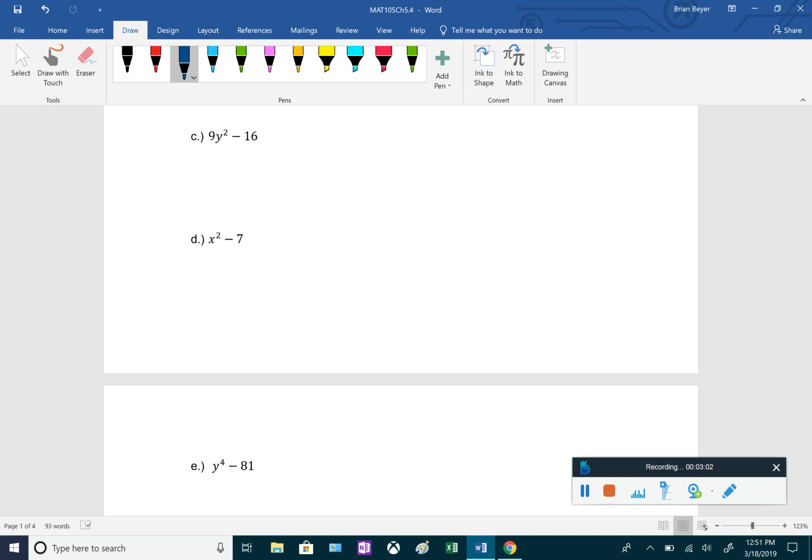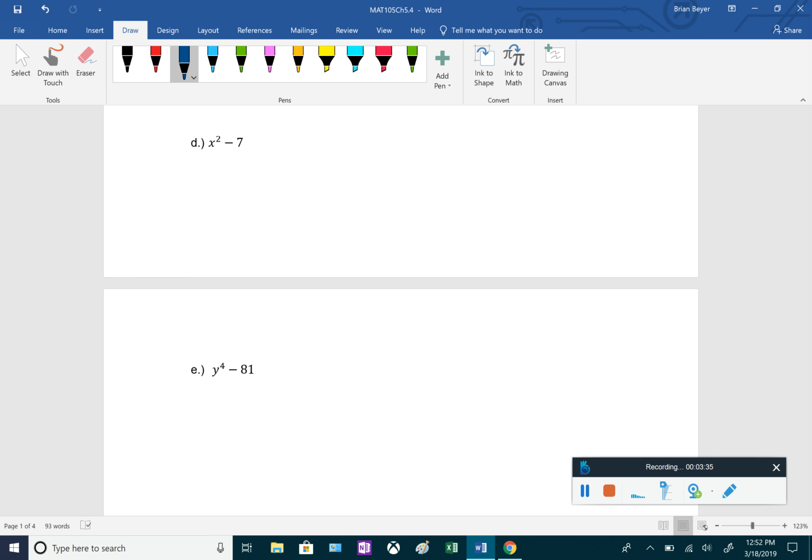Next one, we have 9y squared minus 16. I'm going to write this as 3y all squared minus 4 squared. You can skip these intermediate steps if you can figure it out off the top of your head. So 9y squared is the same thing as 3y in parentheses all squared. This might make it a little bit easier to recognize how to factor this. It's 3y plus 4 times 3y minus 4.